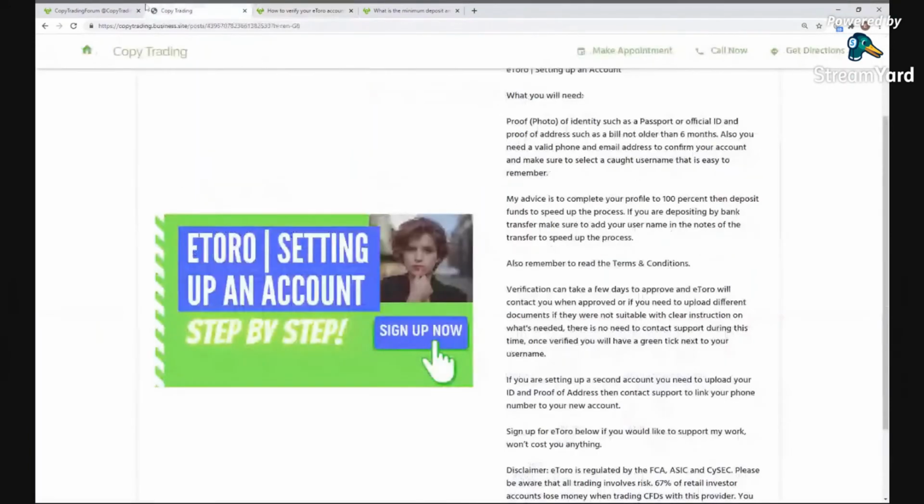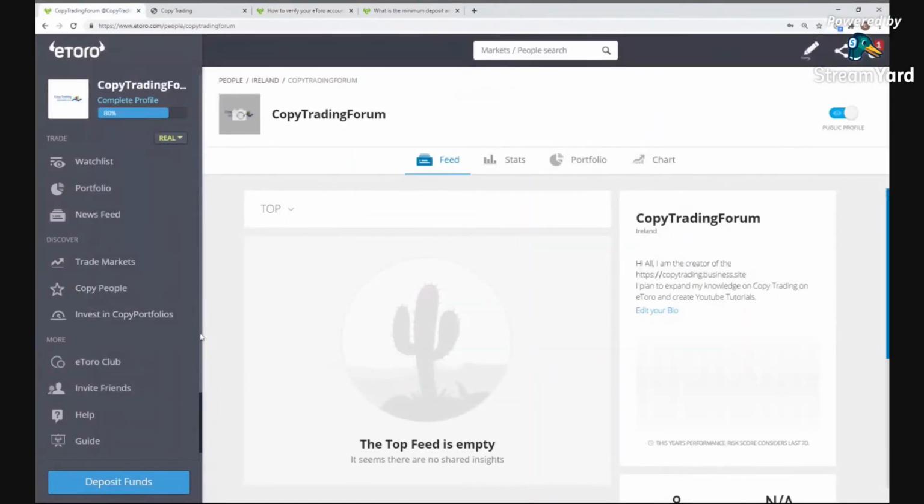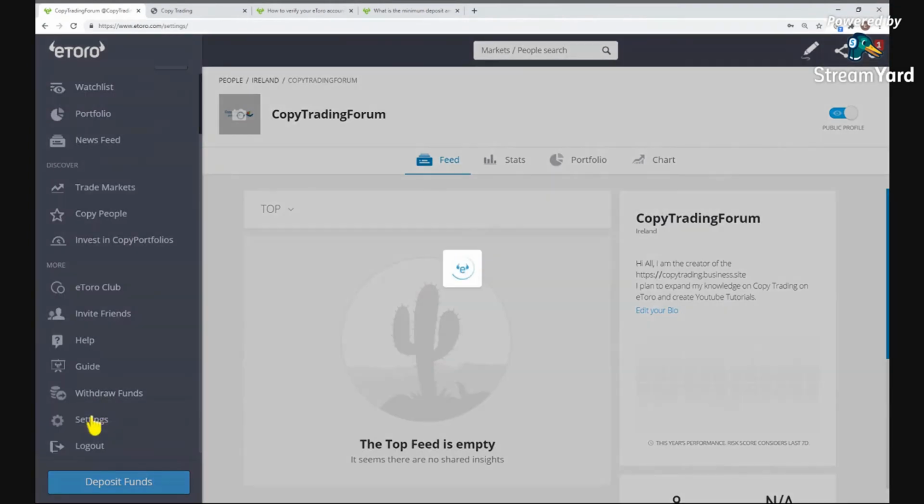How you do that is, you'll either be prompted on eToro when you're setting it up, or you can come to your account and go down to settings at the bottom here.